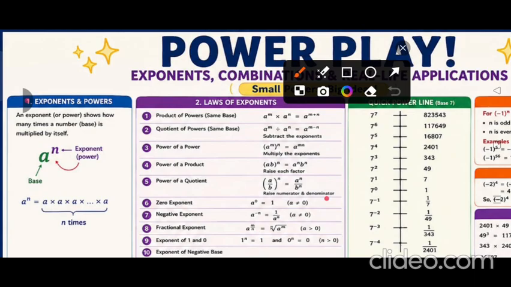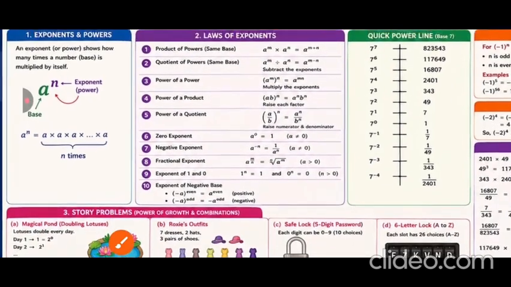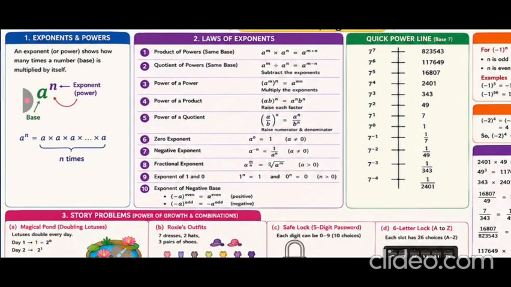Exponent of 1 and 0. Now 1 raised to the power n is always equal to 1. 0 raised to the power n is always equal to 0. n should be greater than 0.